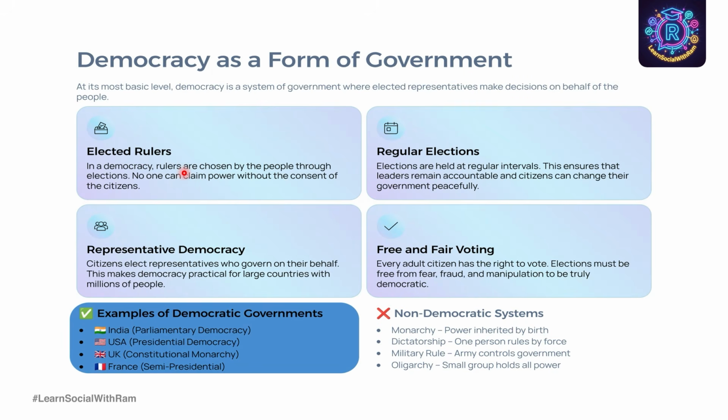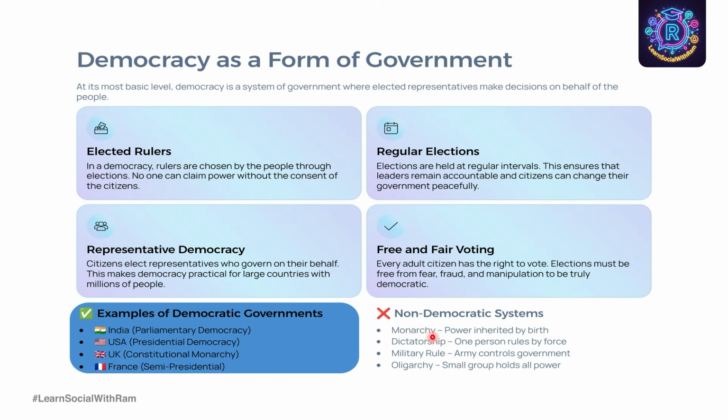And step 4 is accountability. This is very important. Leaders are accountable to the citizens. If they fail, people can remove them in the next election. That is democracy. People choose leaders, leaders govern, and people monitor leaders. For example, democratic governments include India, USA, UK, France. These are democratic countries. Now, let us compare this with non-democratic systems.